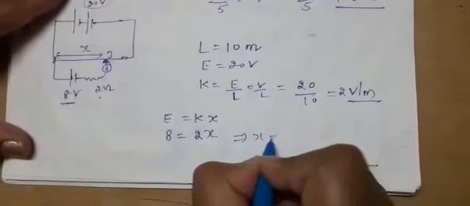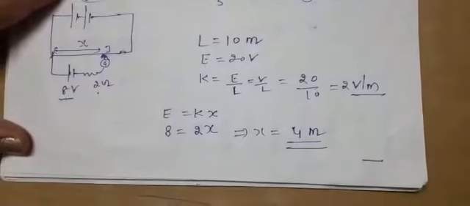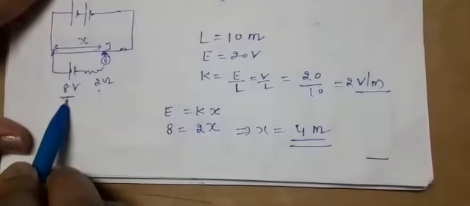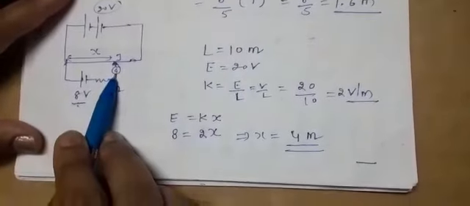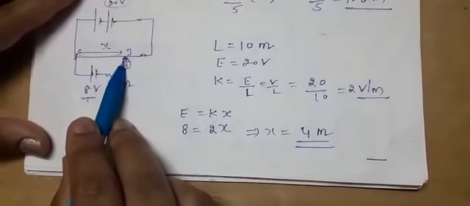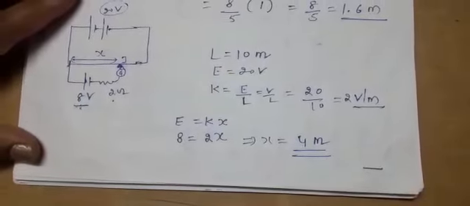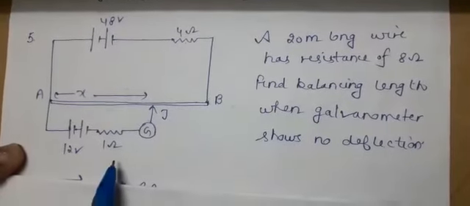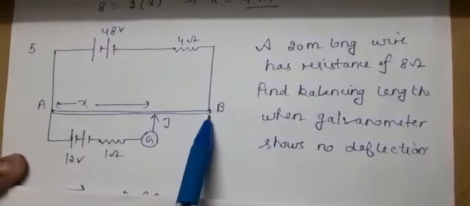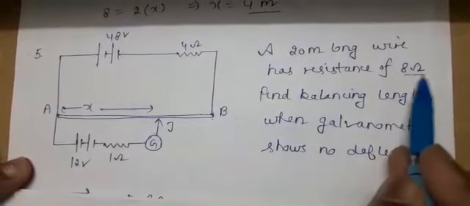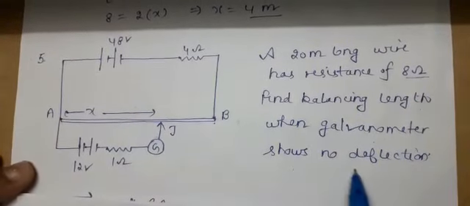So from here X comes out to be 4 meter. So that means for this battery balancing point, no deflection in the galvanometer will be obtained at a length of 4 meter or 400 centimeter. Now next numerical I am taking here. A 20 meter long wire has a resistance of 8 ohm. Find the balancing length when the galvanometer shows no deflection.